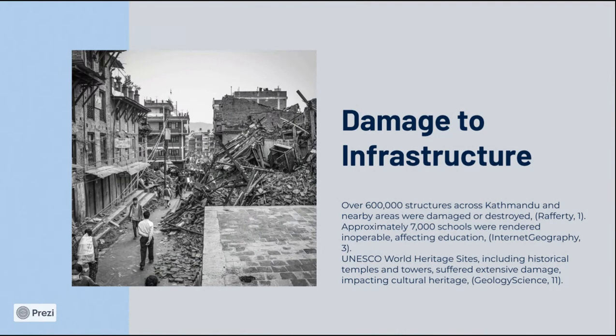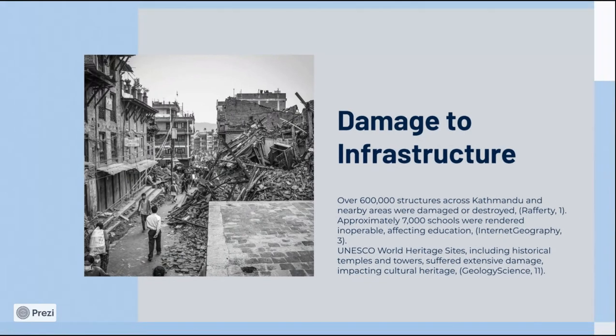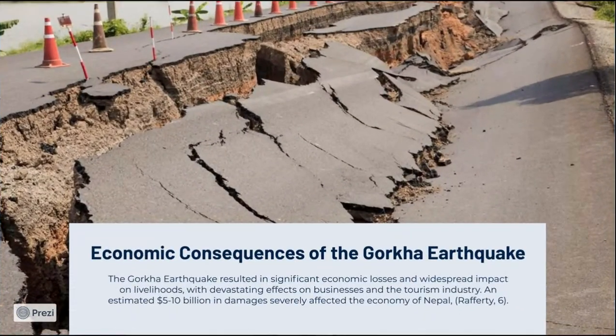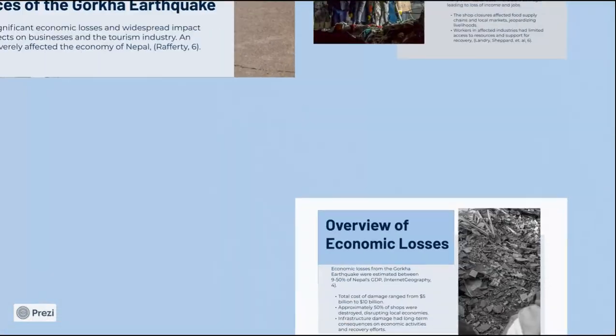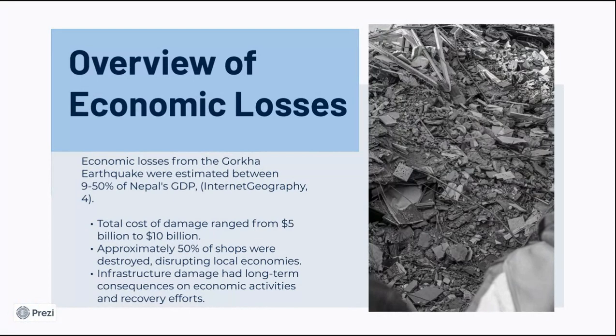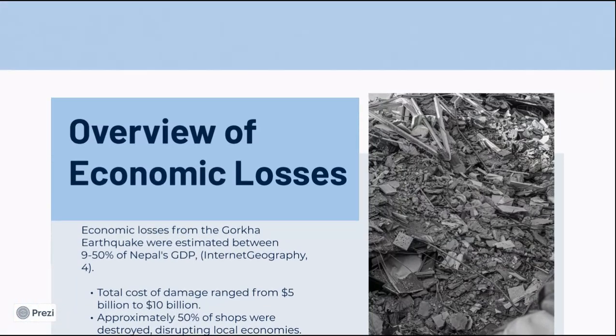Centuries-old buildings and UNESCO World Heritage Sites in the Kathmandu Valley were destroyed, including parts of Changu Narayan Temple and the entire Dharahara Tower. Electricity, water supplies, and communications were severely disrupted. Economic impacts. Economic losses were estimated between 9 to 50% of Nepal's GDP, and the total cost of damages was estimated to be $5 to $10 billion.